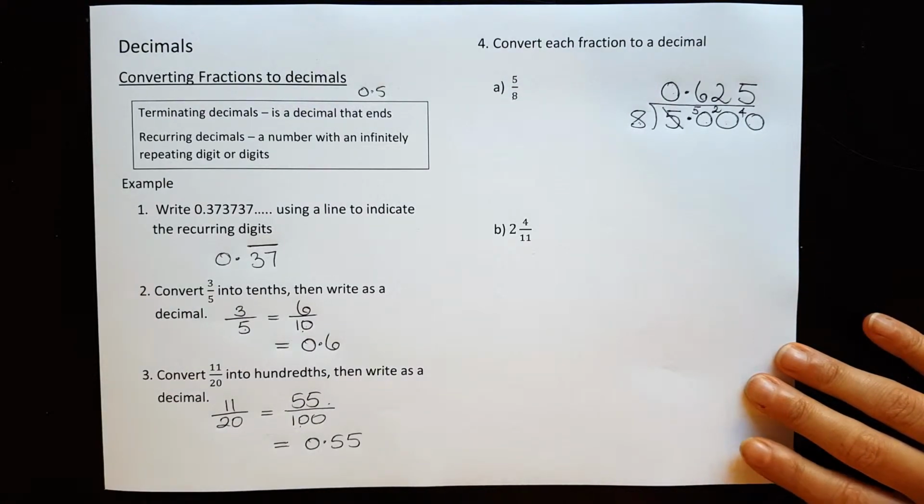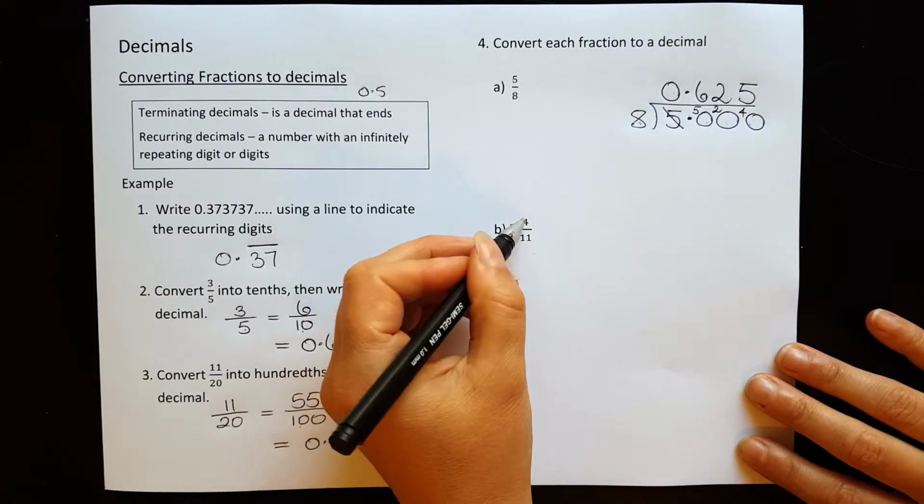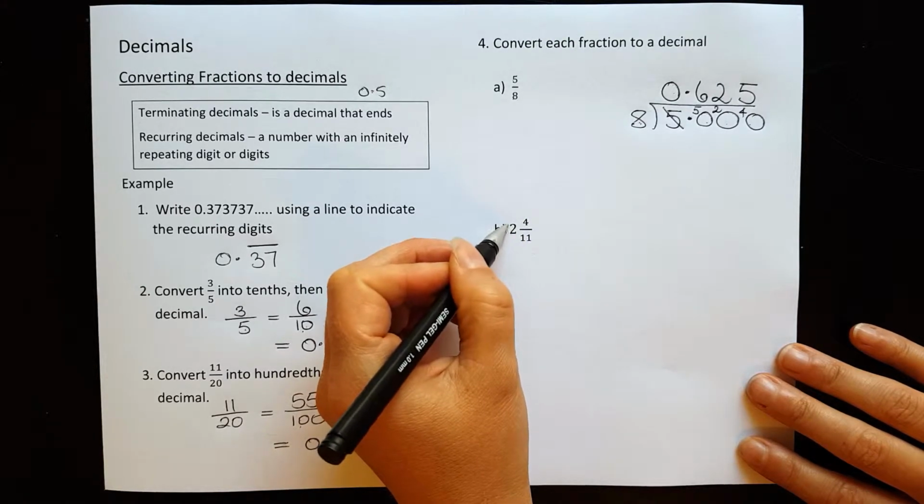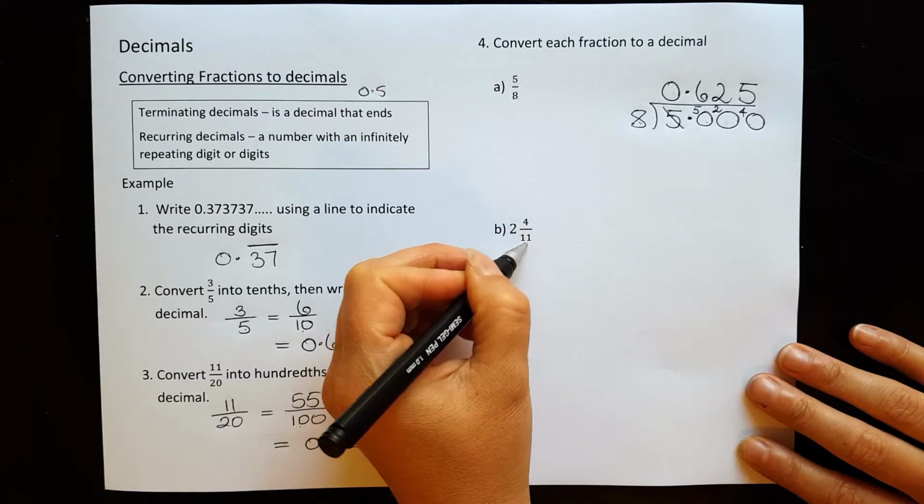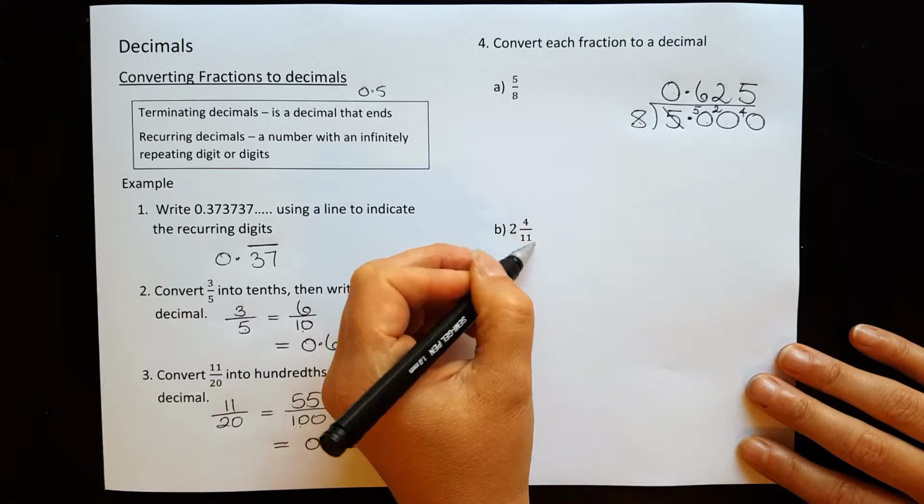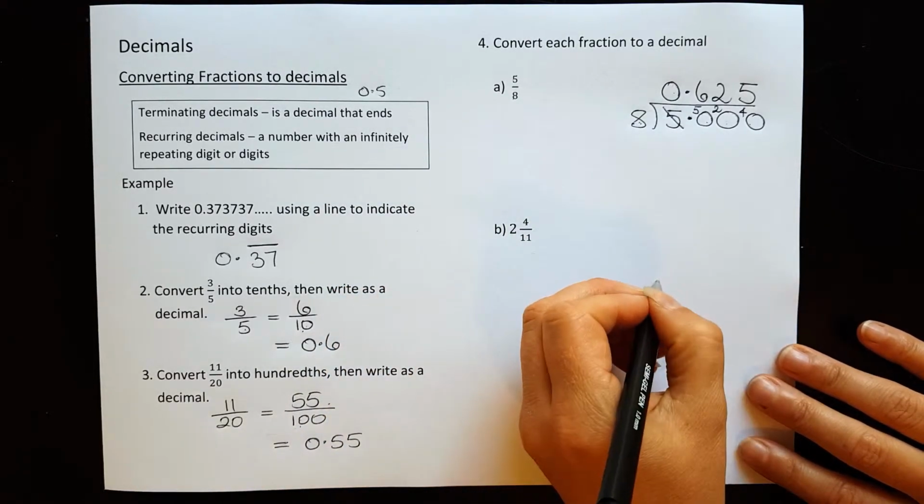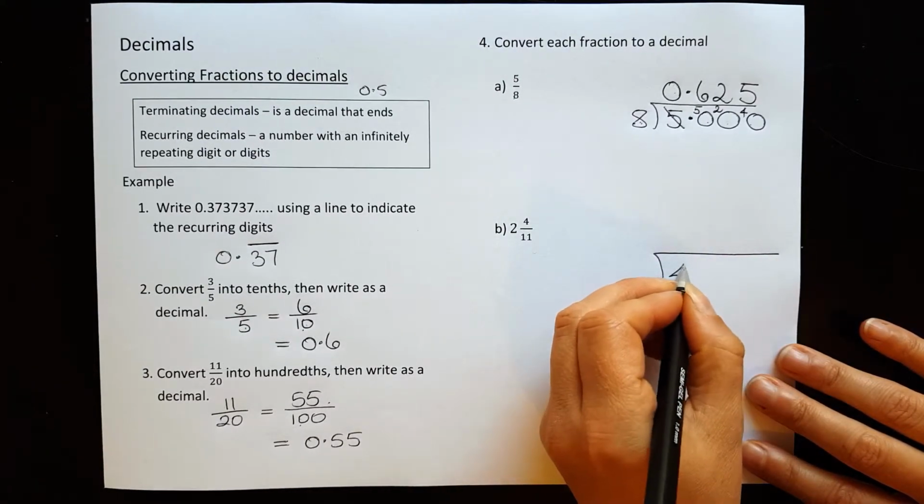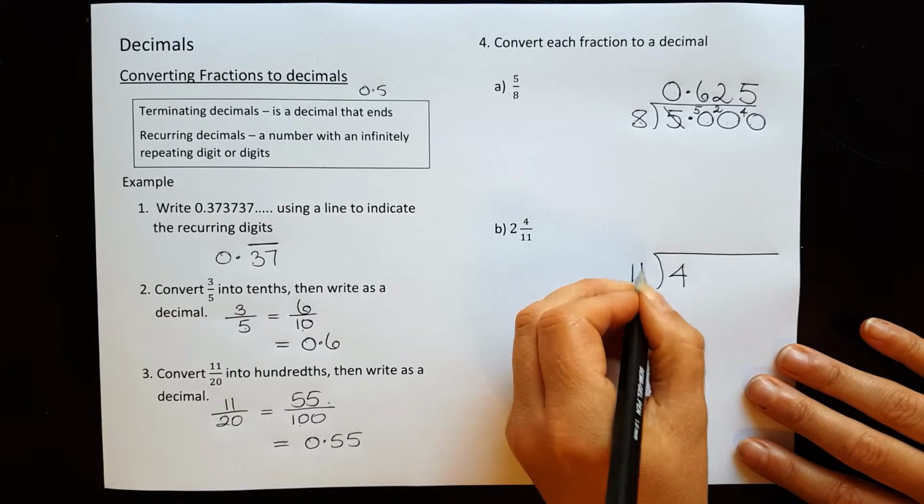Let's have a look at 4b. 2 and 4/11. Now the 2 at the front doesn't cause us too many problems. What we want to do is this fraction. This is what we need to turn into a decimal. So over on the side, again, I'm going to do a division sign. I want to take 4 and I want to divide it by 11.